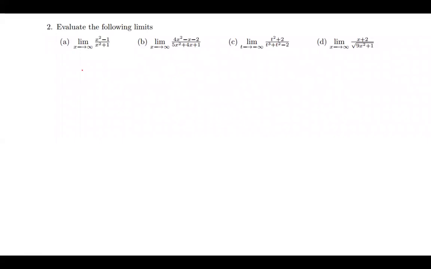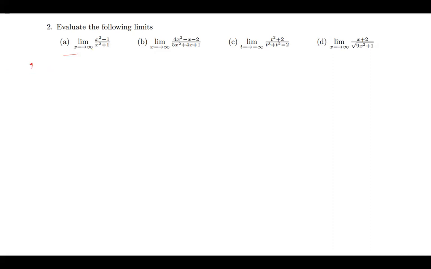There's also this question which says evaluate the following limits. So we have x squared minus 1 over x squared plus 1, and the limit is as x approaches infinity. When we replace x with infinity, we get infinity over infinity, which doesn't make sense. I said when you're dealing with limits, avoid having an answer which is infinite. So how do we deal with this?